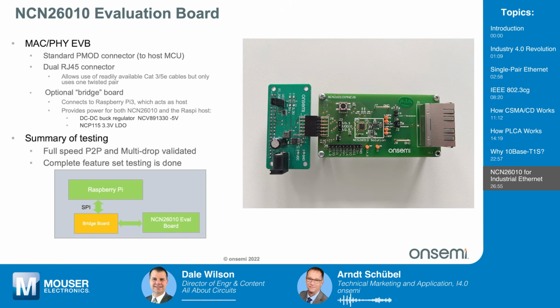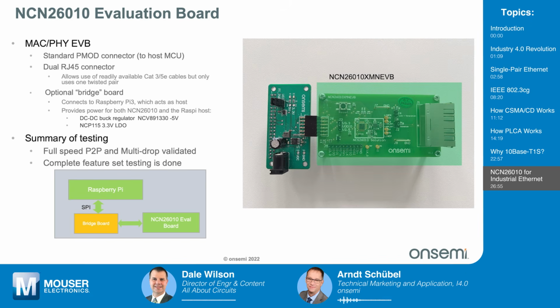So the block diagram down in the lower corner shows you how that works. You have the Raspberry Pi. It connects to what we call the bridge board. That's on the picture. It's the board to the left. All it does, it basically takes that standard PMOD connector that the EVB, the eval board, has, and translate it into the right signal positions on the 40-pin Raspberry Pi connector. And also it acts as a power source. You can feed it anything between 8 and 28 volts, and it regulates it down to 5 volts for the Raspberry Pi, and it also generates the 3.3 volt to run the NCN26010 eval board. So these boards can be ordered single or as a kit.